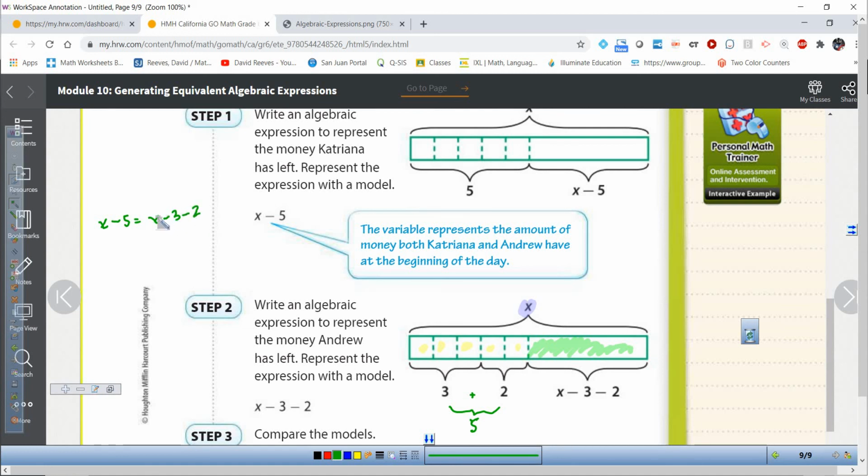Do you guys remember us talking about equivalent ratios? They were ratios that had the same value. Like 3/4 and 75 over 100. 3/4 would be equivalent to 75 over 100. Those were equivalent ratios. They have the same value. X minus 5 and X minus 3 minus 2 are also equivalent. They look different, but they have the same value.